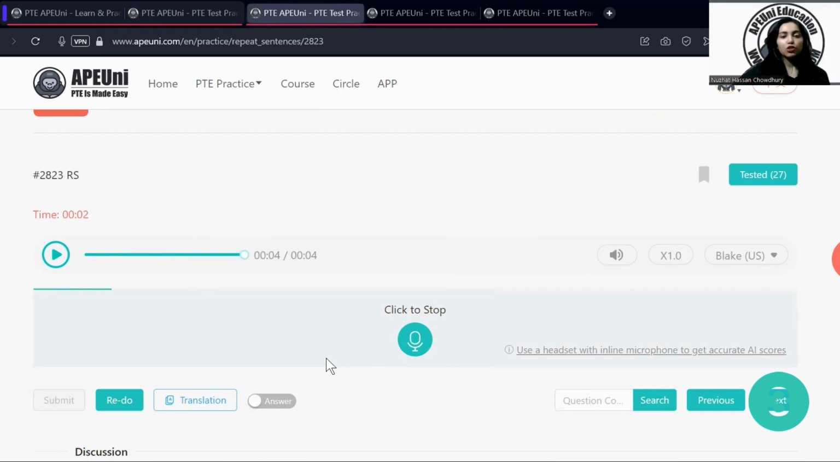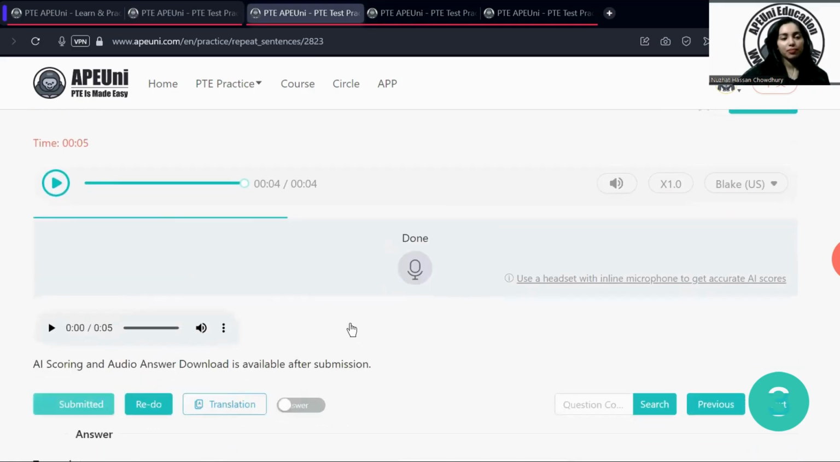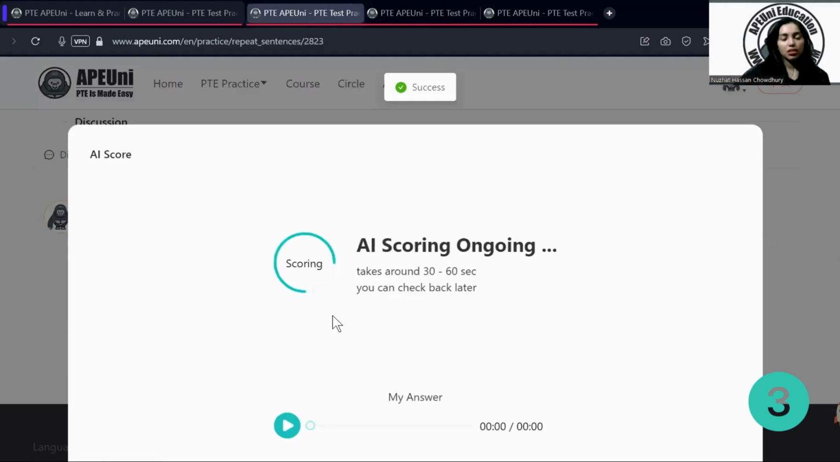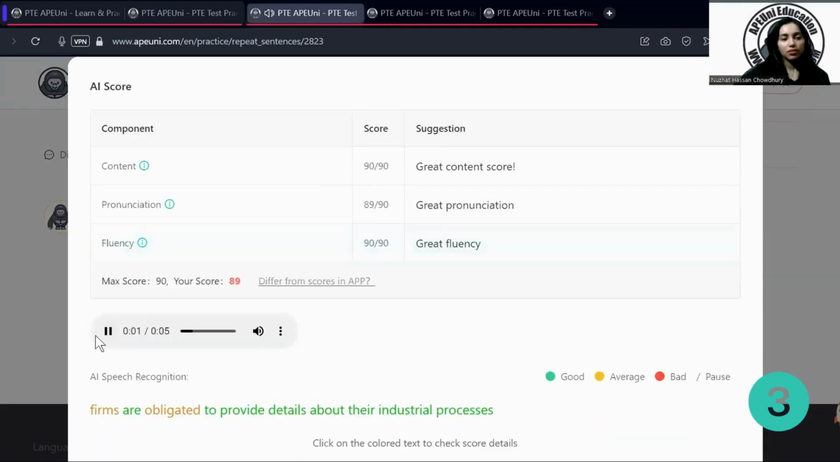Firms are obligated to provide details about their industrial processes.